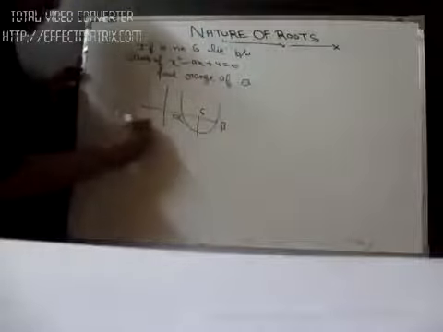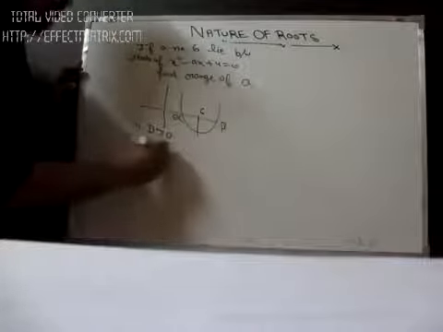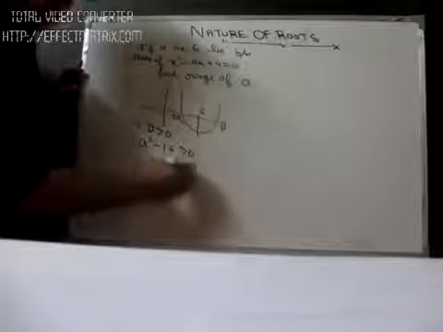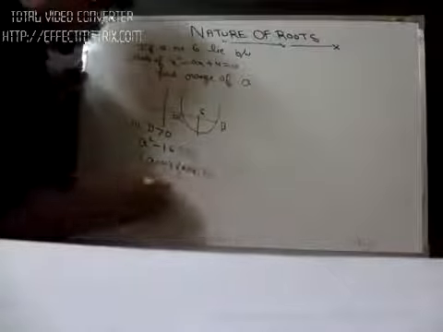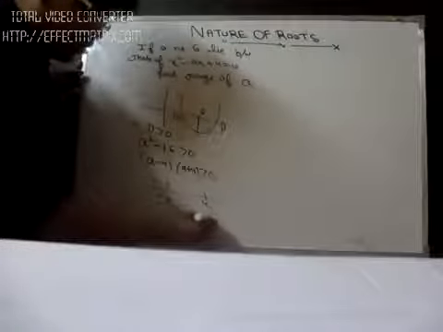So first condition, D is greater than 0. D is greater than 0 means a square minus 16 is greater than 0. Means (a minus 4)(a plus 4) should be greater than 0. Means a is greater than 4 or a is less than minus 4.